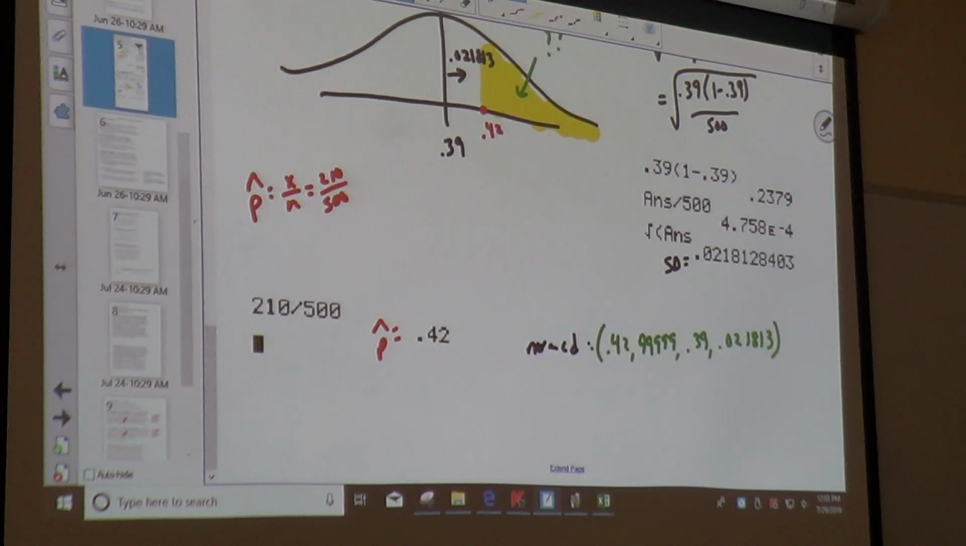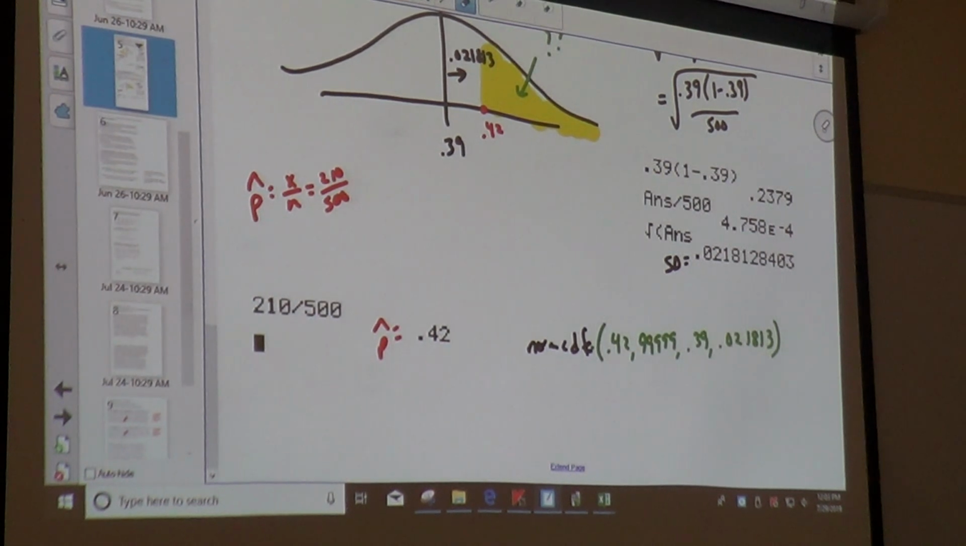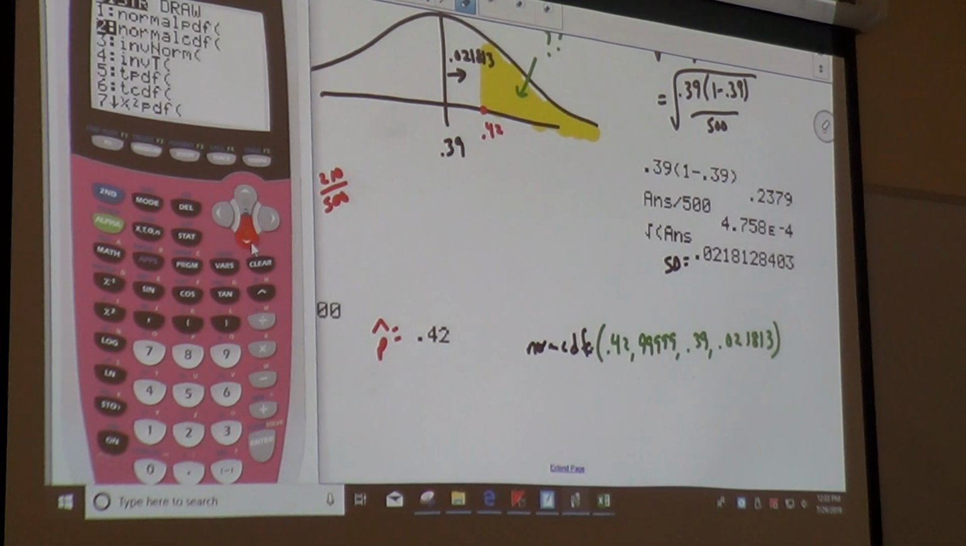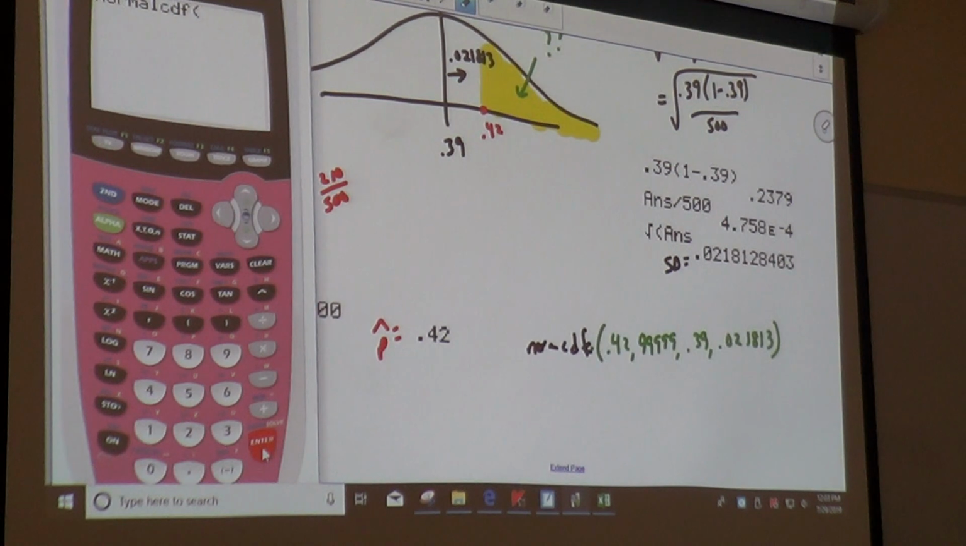Normal CDF and 0.218, 0.21813, I rounded it to there. 21813. I don't know what I was doing. Second bars. No, I'm finding shade. The good news is it's all multiple choice.